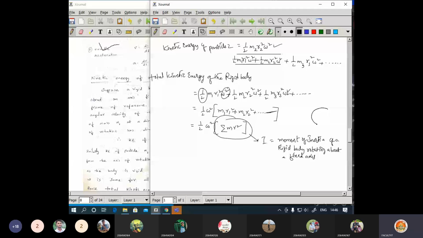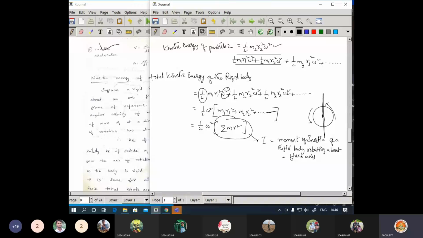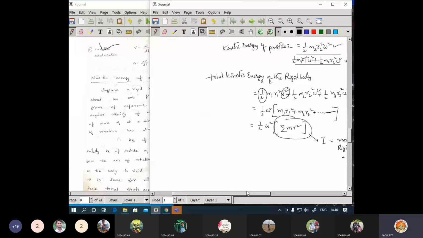We had considered some object, a rigid body, and it is rotating about this particular point. If this is the center here, it is rotating about this center point, or this axis, the fixed axis. Now we will rewrite the expression here as half I omega square. I'm just rewriting that. So this is the total kinetic energy of the rigid body.